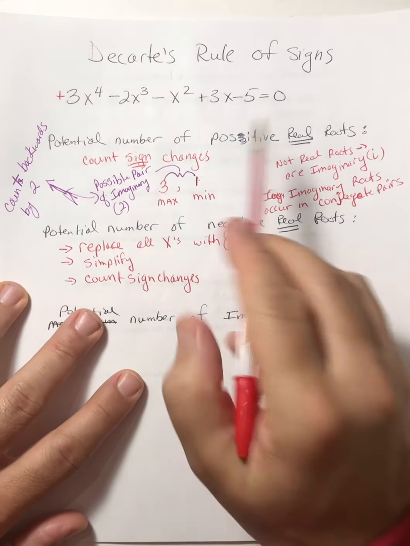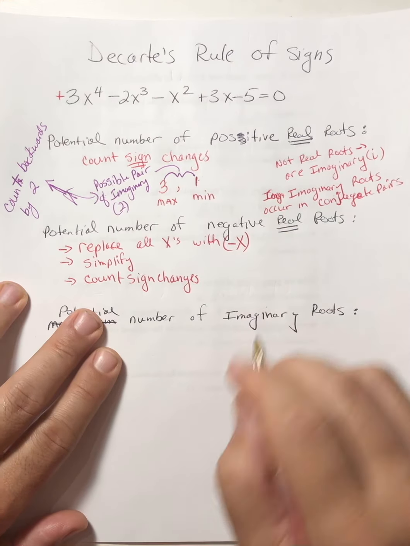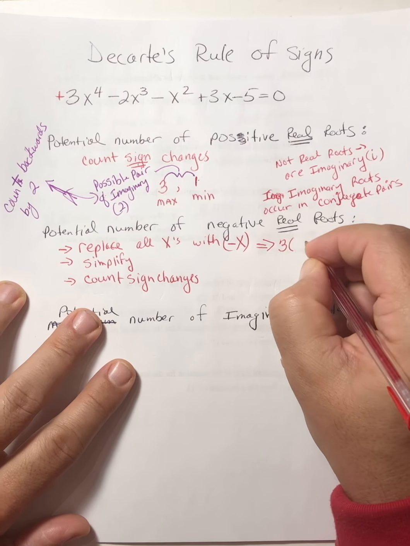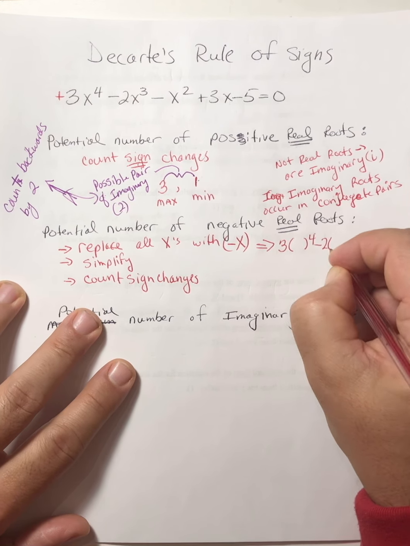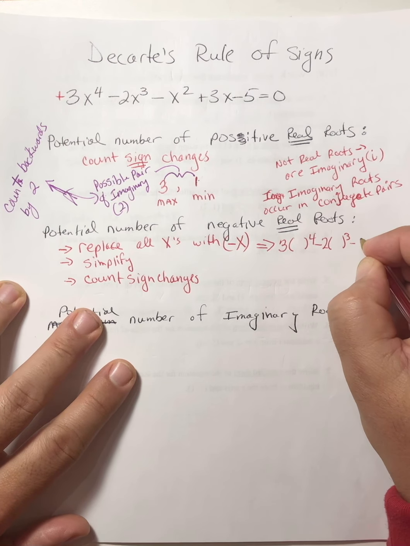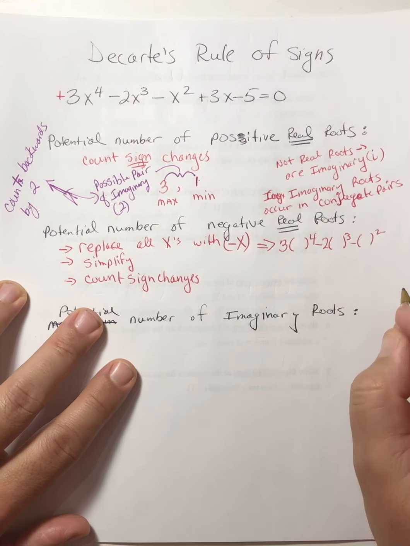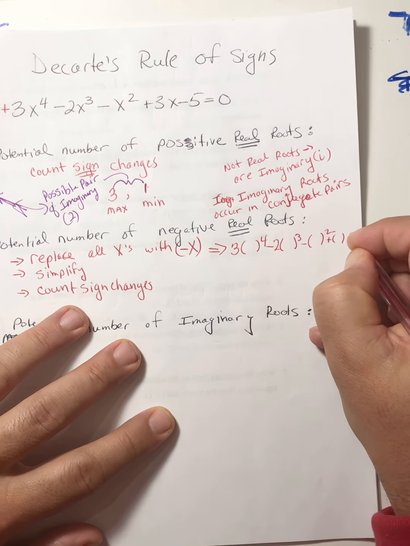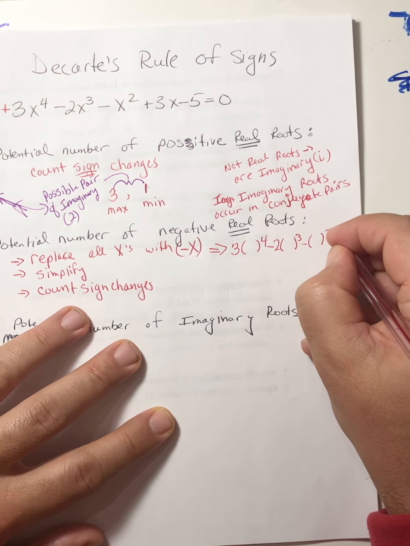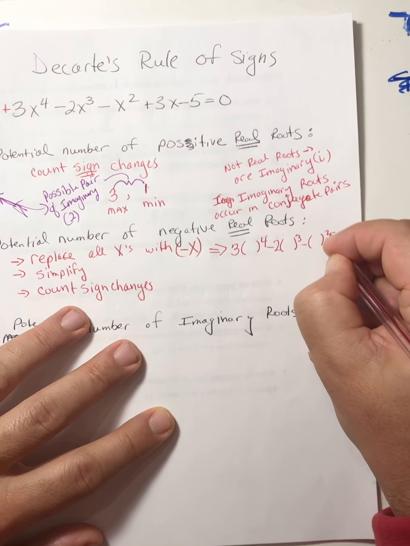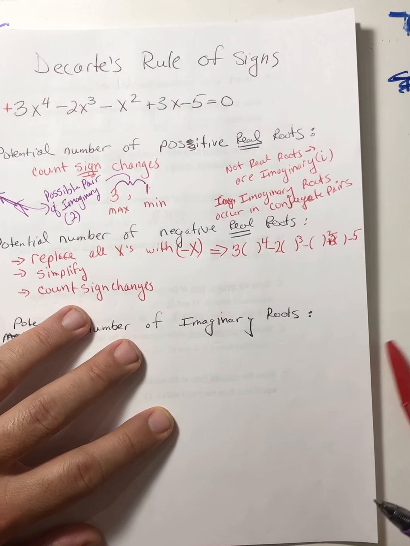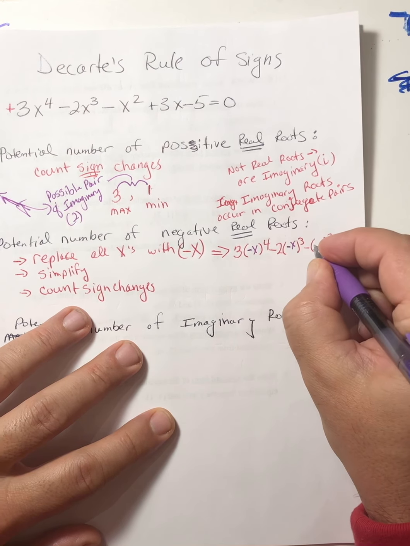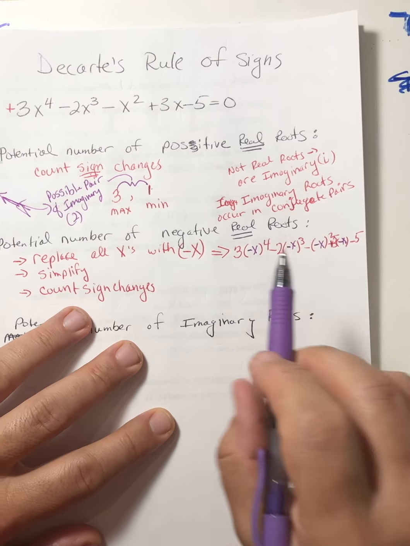All right, so what does that look like? Here's my equation right here. I'm going to write it out with the replacements. So it's 3 parentheses to the power of 4 minus 2 parentheses to the power of 3 minus parentheses squared, plus 3 parentheses minus 5. I'm running out of room, got to write smaller. So here is a negative x, negative x, negative x, negative x. All right, start cleaning up.